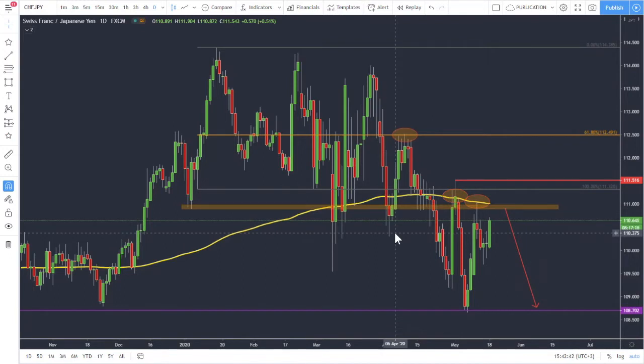Today I will be changing slightly how we do the analysis. Before, we used to do it on multiple currency pairs simultaneously, but from what I can see, there is more interest in specific setups rather than the general overview. So we will try to go in a bit of a different direction. Today it will be the Swiss franc versus Japanese yen currency pair, and we will try to understand what the potential is in the coming week.